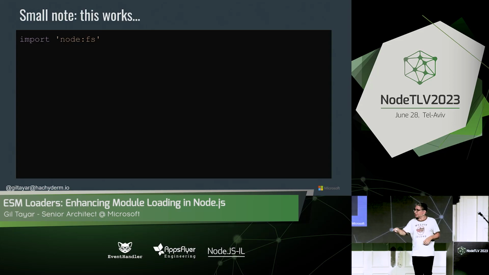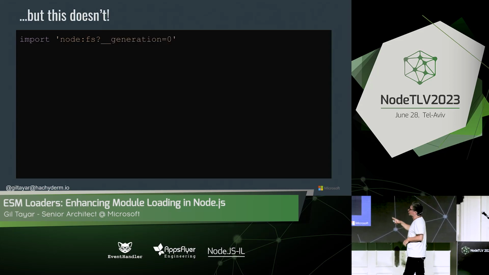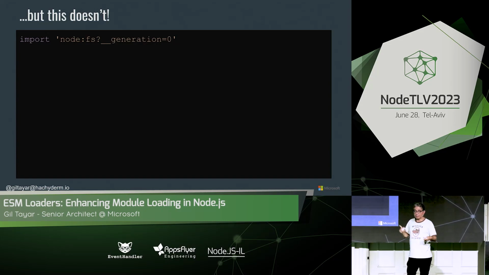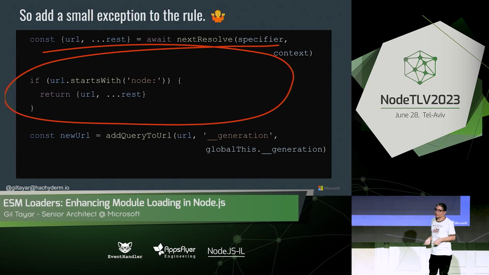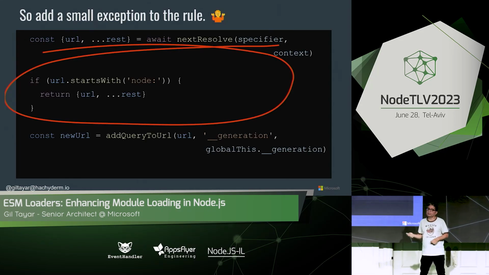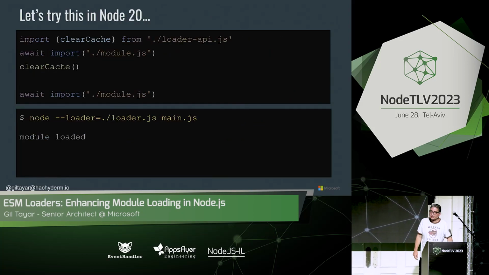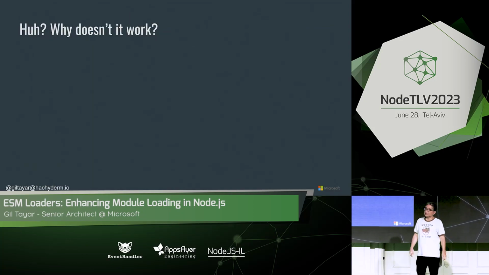Okay, a small note: this works, unless the URL is a node: URL. Unfortunately, this doesn't work. If somebody wants a PR, love that. So I have to add this ugly thing: if URL starts with node colon, then don't add generation. Okay, let's try this in Node 20. Doesn't work. Just doesn't work.